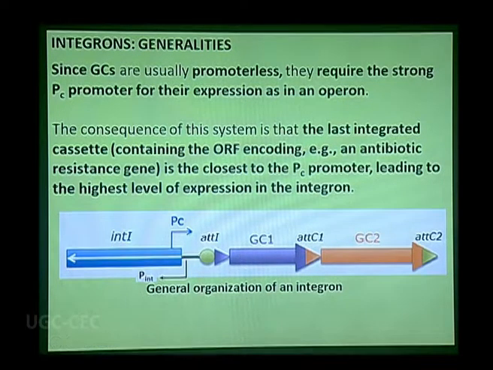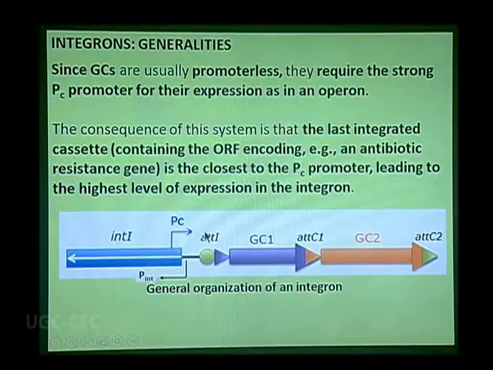Consequently, they are not expressed until and unless they get help from another promoter. And that is provided by this PC that is already there within the 5' conserved sequence. This PC is a very strong promoter, and this system behaves like an operon because these gene cassettes are successively arranged. So this PC will express all these gene cassettes.